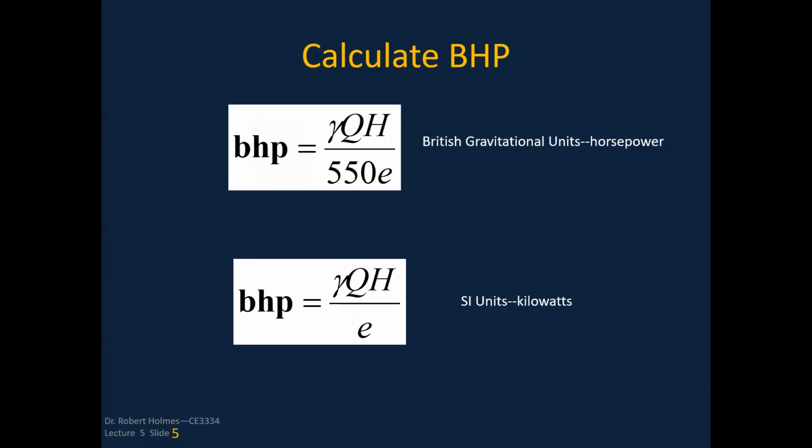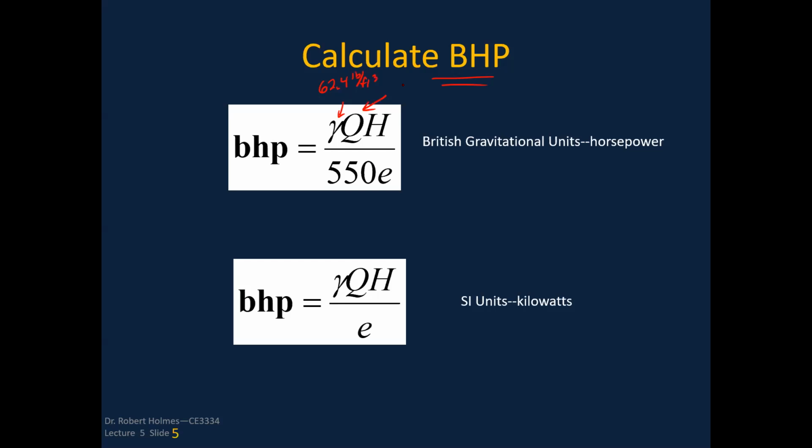If we're going to calculate this brake horsepower, the brake horsepower is going to be computed as such that we've got the unit weight of the fluid, and if this is British gravitational units, that's usually 62.4 pounds per cubic foot.